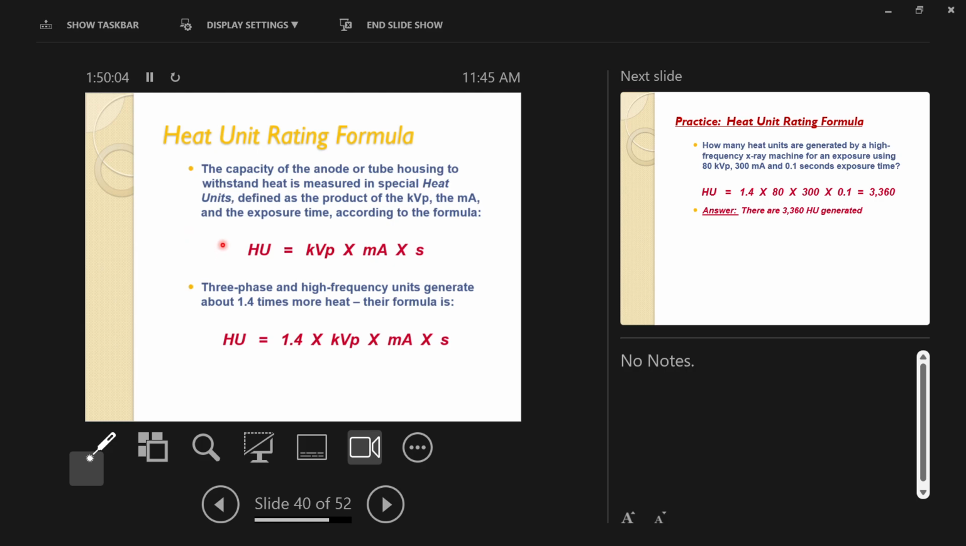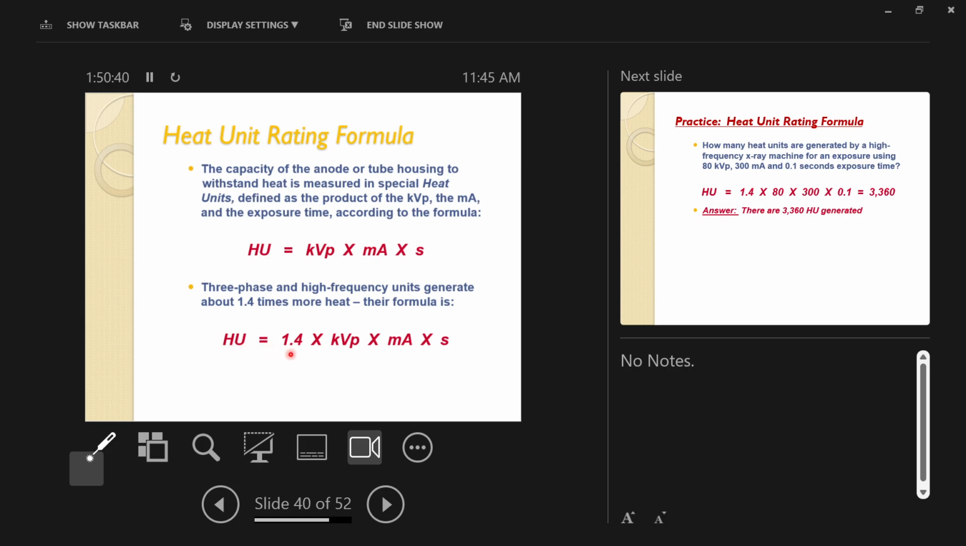Now this first formula, heat units equals kVp times mA times time, is the basic one used for single phase equipment. So if you have a single phase unit like the one we have here at the school, this is the heat unit formula. Whatever number you get, that's how many heat units you made for that exposure. If you have a multi-phase, 3-phase, 6 or 12 pulse, or high frequency unit, you produce more heat, about 40% more. So you use the same formula, but multiply by 1.4.